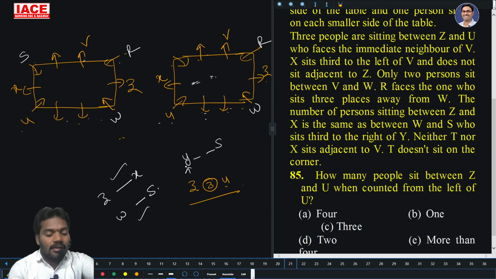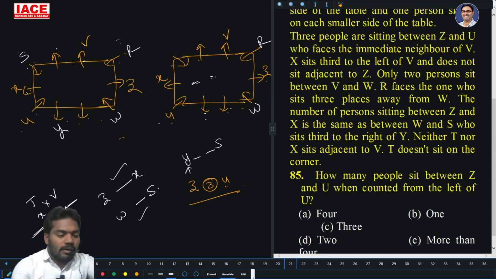S is third rate of Y. There is a Y, first rate, second rate, third rate. There is not chance for Y. The only chance for Y is now. Neither T nor X is adjacent to V. So T and X is not possible for this.